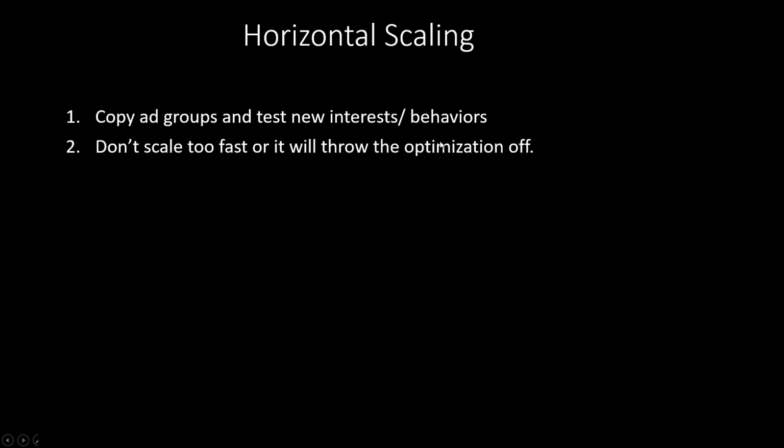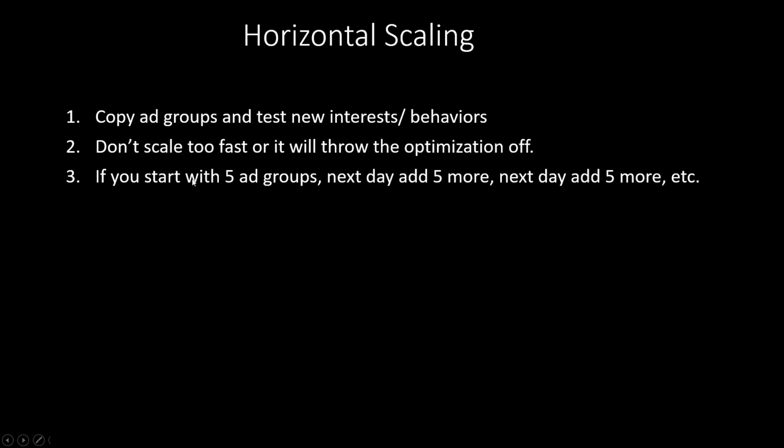Okay, so let's just break it down. Horizontal scaling. Like I said before, you're going to copy ad groups and test new interests and behaviors. Don't scale too fast or it's going to throw off your optimization. So in order to scale correctly and slowly, you're going to start with the 5 ad groups that you started to test with, or if you started with 10. If you started with 5 ad groups, the next day, add 5 more. And if those do good, the next day, add 5 more, etc. And you keep adding more and more ad groups. So you could end up with 50 different ad groups at $20.